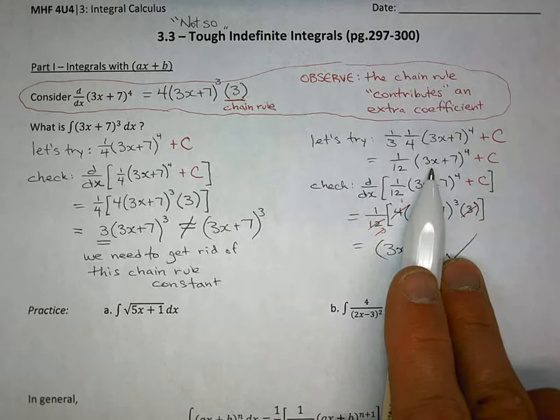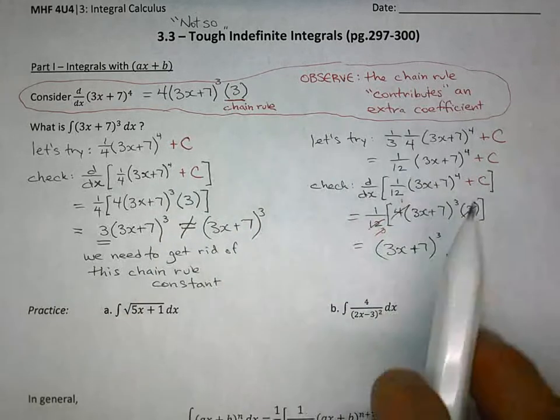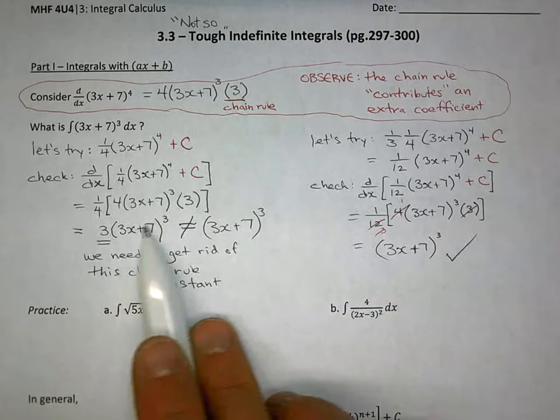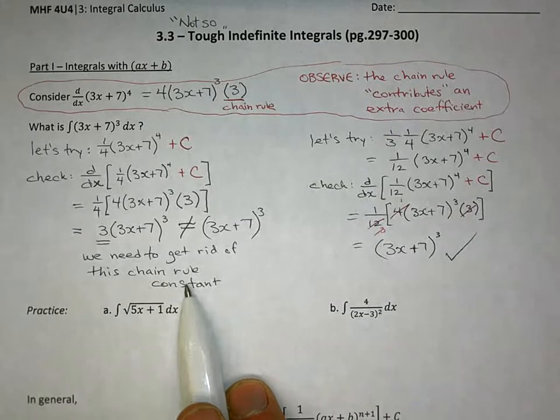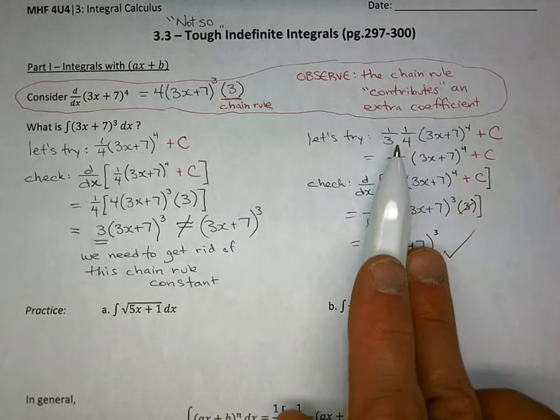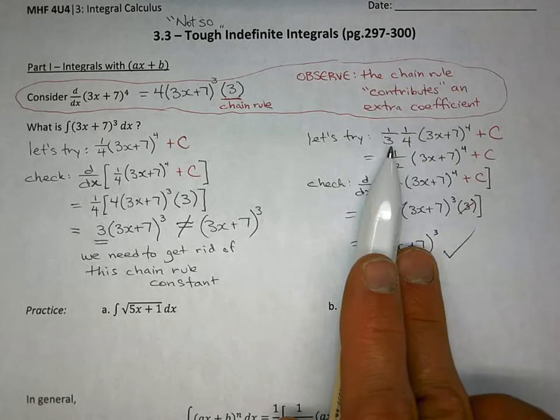So the lesson here, the idea is that there's an extra constant that comes up from the chain rule, and I need to make sure I divide by that. I have that in my final answer. Basically, divide my answer by that constant.